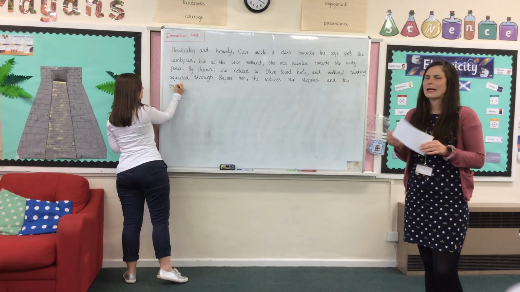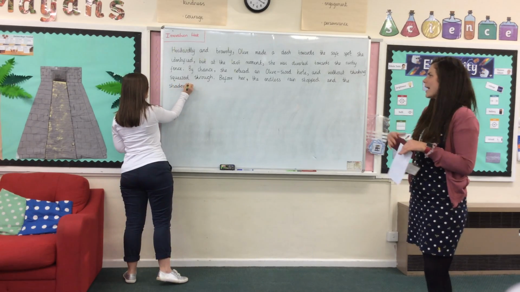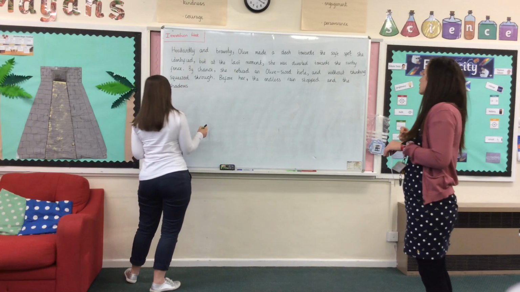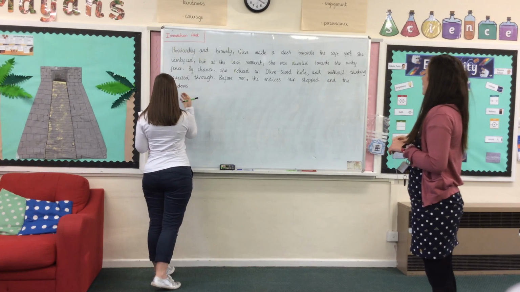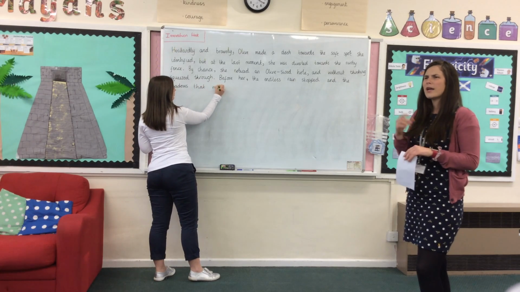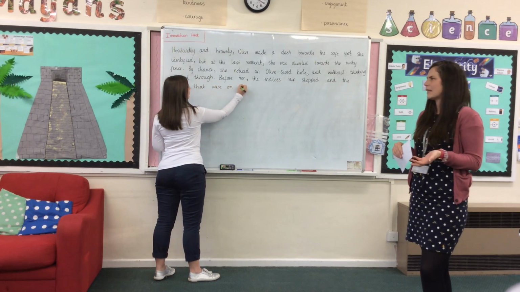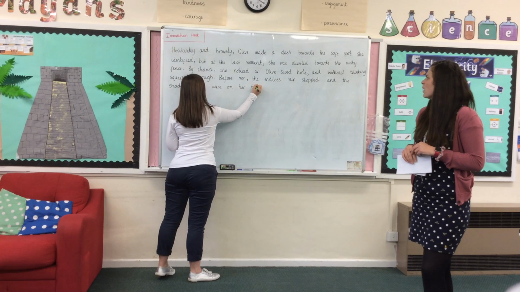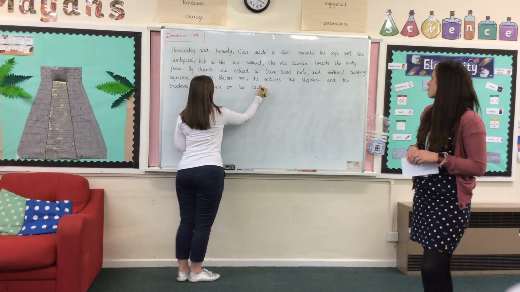Now, I kind of think like a cat and a mouse and a tail, they were on her tail, so they were really close to catching her. So the endless rain stopped, and the shadows that were on her tail, and I kind of want to go into the atmosphere again, disappeared into the darkness.